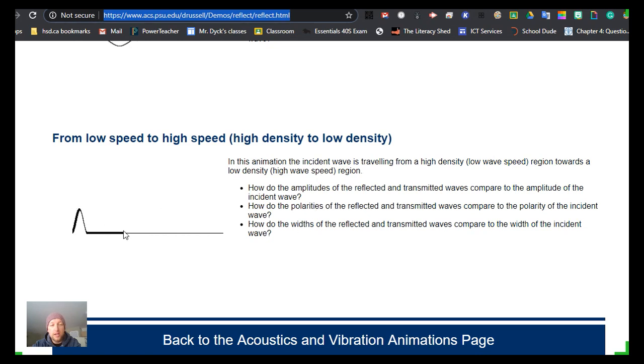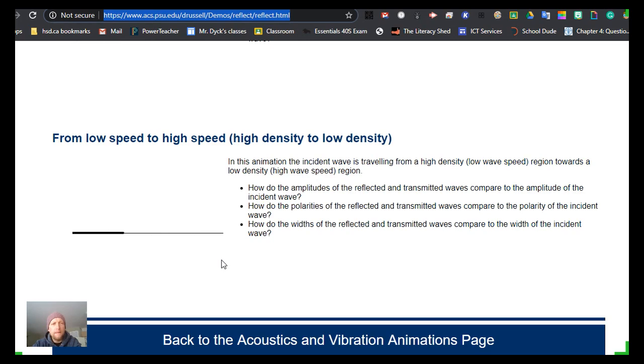As it's reflecting off here, what's happening to the reflected wave? What's happening to the transmitted wave? They're both still on the northern side of the string here, so they're not inverting at all. And lastly, what's happening to the wavelength as it travels along here? Is it increasing? Is it decreasing? Is it staying the same?